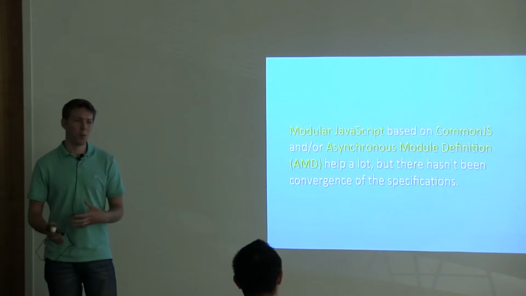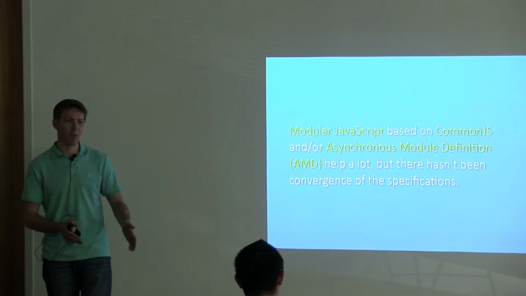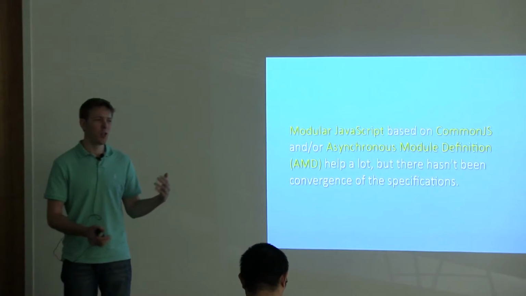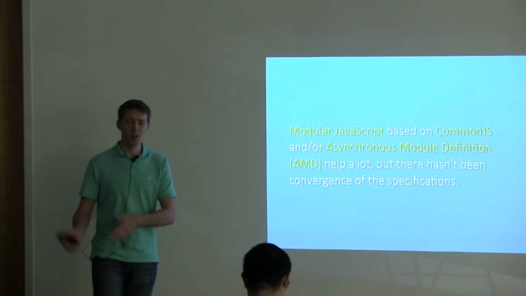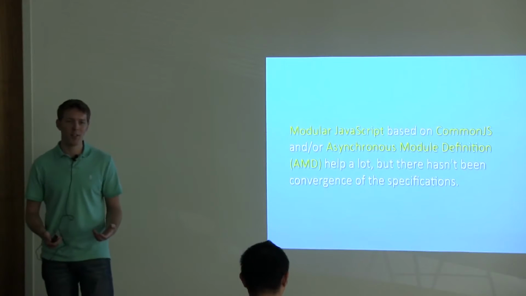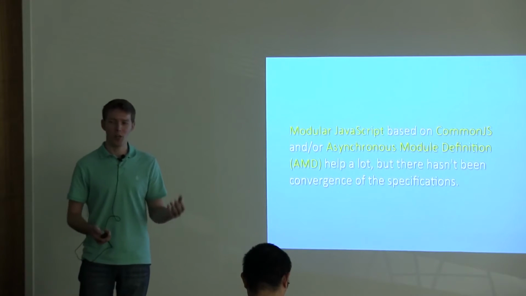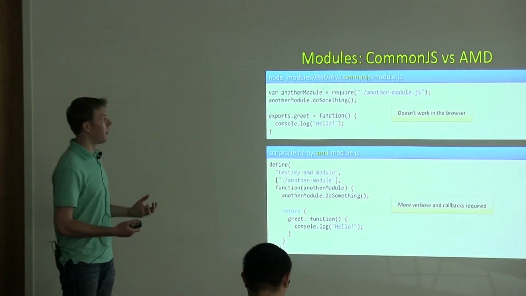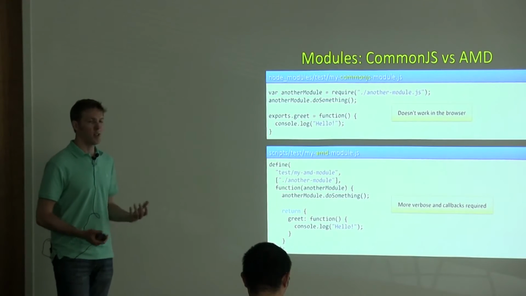But the CommonJS people didn't like this because they were very happy with CommonJS on the server. They didn't want to have to go change their code to accommodate the constraints of the browser. And that means typically you have to use asynchronous callbacks, which makes your code a little more complicated. So here's a comparison of CommonJS versus asynchronous module definition.